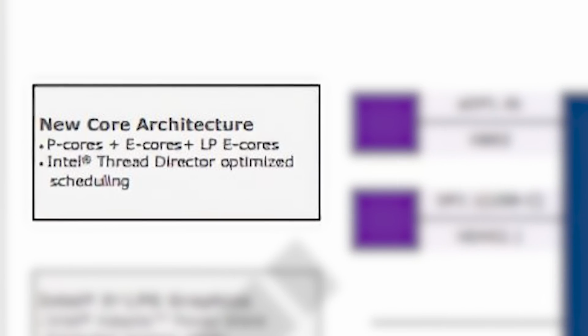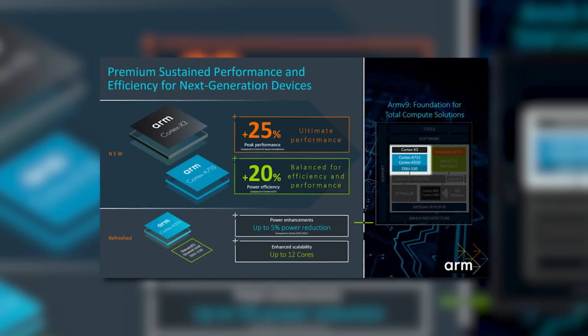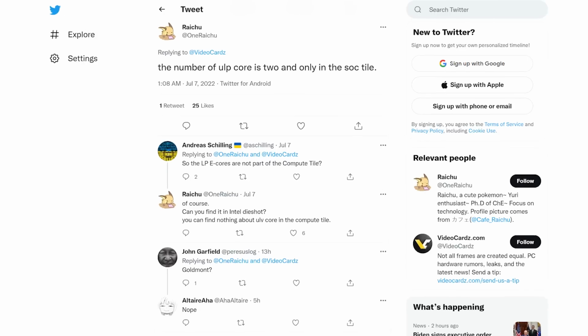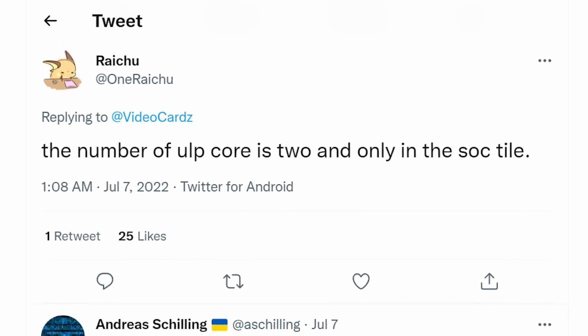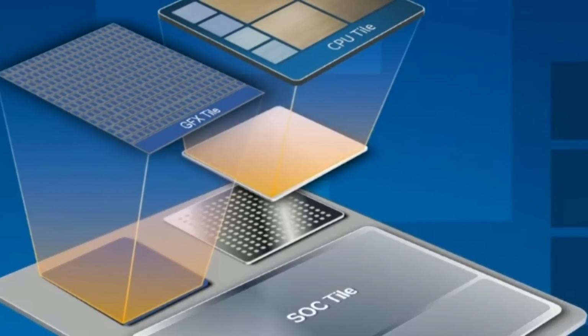Now, the big news is right here. As you can see, Intel actually lists three different types of cores. The performance core, efficiency core, and then a new LPE core. Likely made to be an ultra-low power core, similar to ARM's architecture, which also has three cores. According to leaker OneRaichu on Twitter, there are only two LPE cores, and they're on the SoC instead of the compute tile.